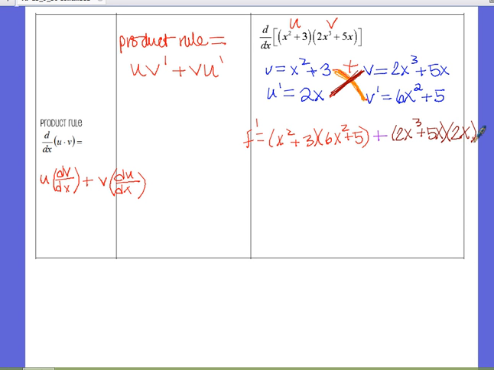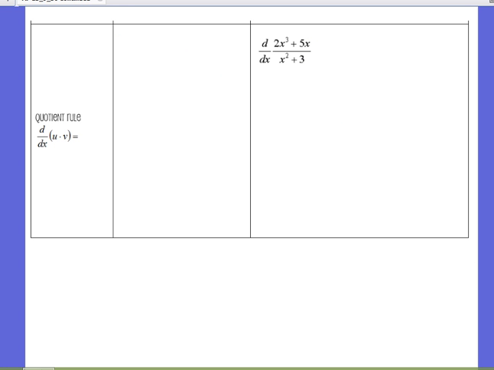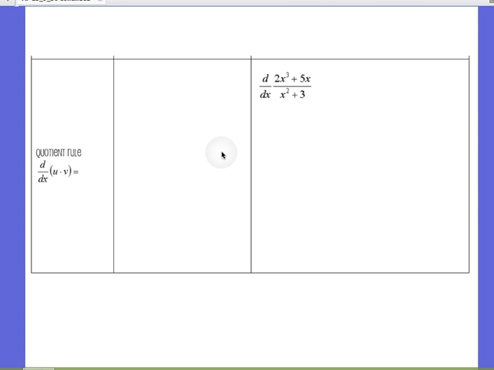Alright, next piece is the quotient rule. So, quotient rule, this one is a pain in the butt. The quotient rule, it takes some time. There's a little typo right there. It should say u divided by v. I'm sorry, guys. So, the quotient rule.